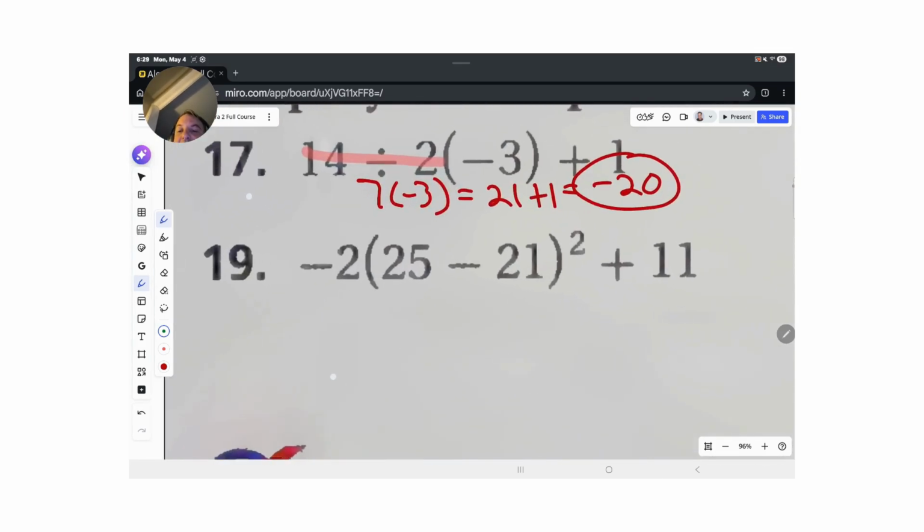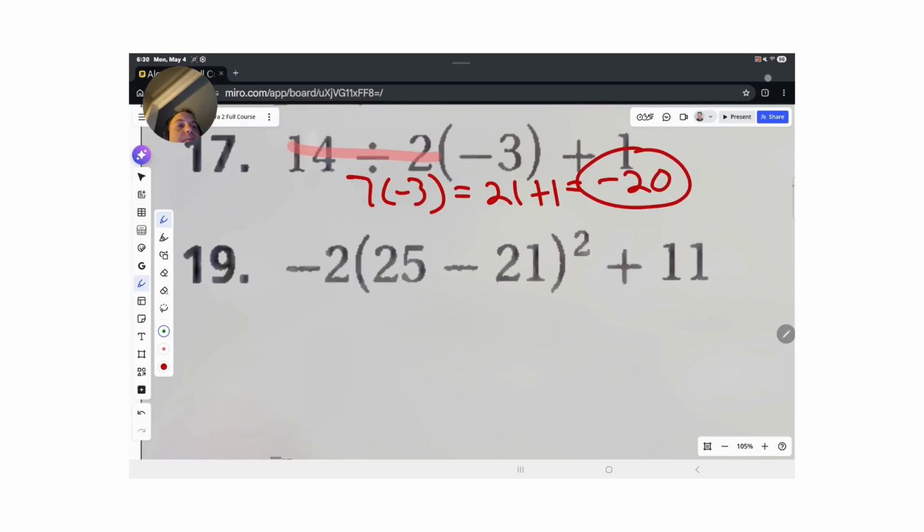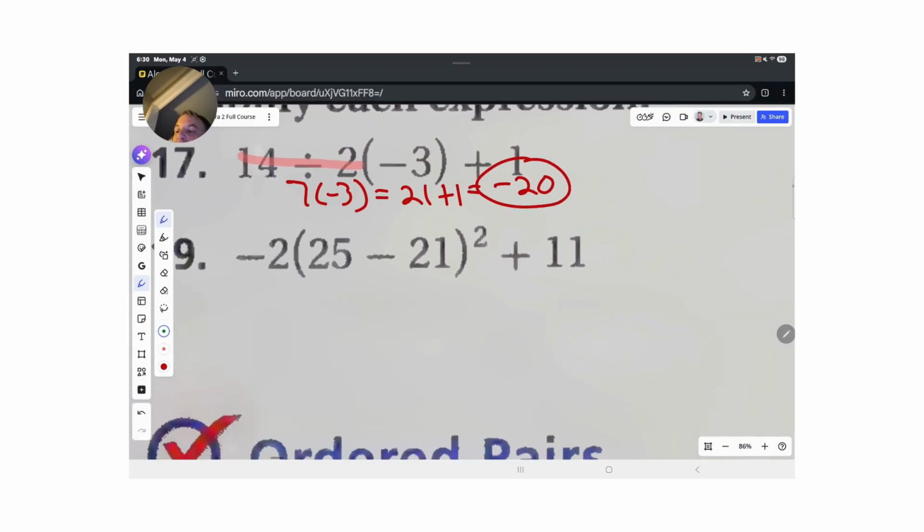Okay, let's take a look at 19. Now, in this parentheses, we actually have an operation. So we'll want to work what's inside the parentheses first as we are evaluating this. So let's go ahead and subtract 21 from 25. This will give us 4. And we want to attach the exponent there and go ahead and bring everything down.